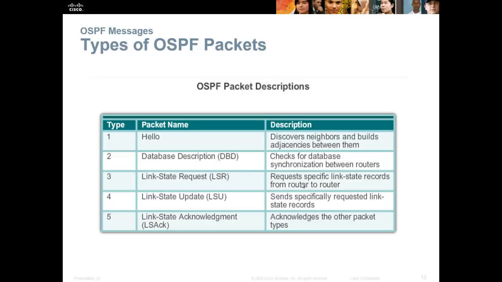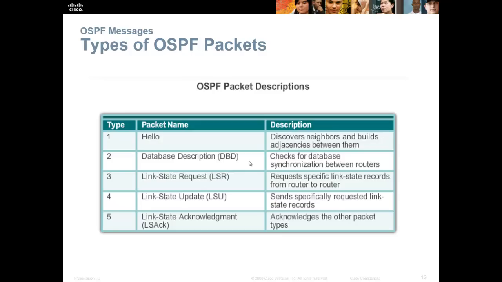So hello packets work as keep-alives, but at first they work to discover neighbors and then decide which neighbors are part of your same group. Once neighbors are in your group, we send database descriptions, which really is a summarized version of the routes that you know about. It just has minor information. Hey, I know about this route, I know about this route, I know about this route.